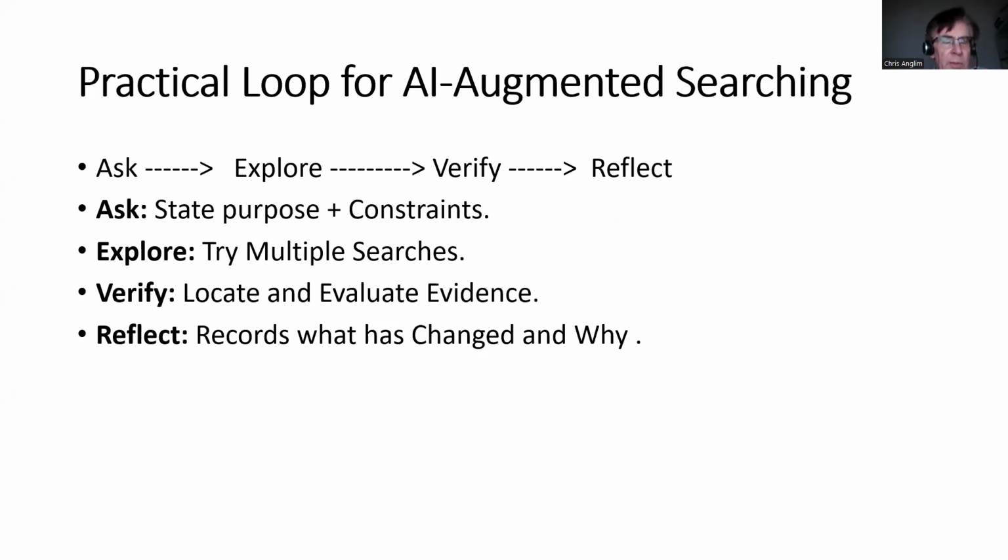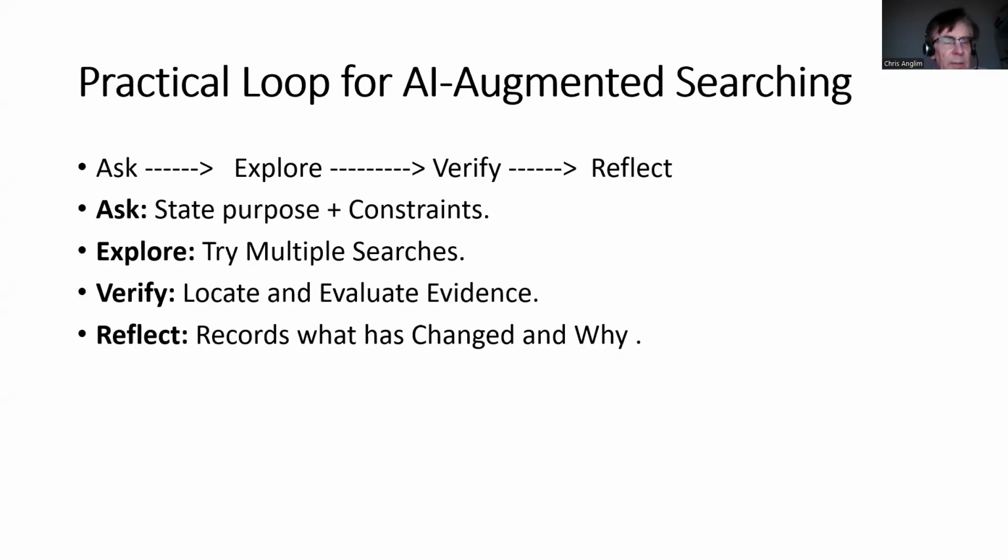So you're doing your search with AI. AI is augmenting, or helping, your searching. The various phases in this are: you ask, you explore, you look at the different possible results, then you verify, which means basically to check out what you've done, and then reflect on what you've gathered, to see if it really matches, if it's really true, if it's really valid, if it really answers what you're asking.